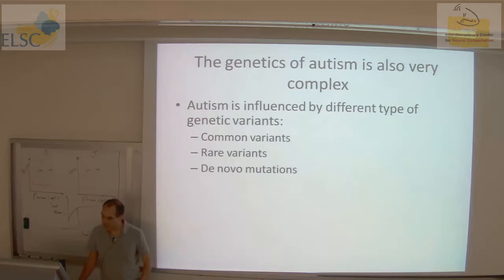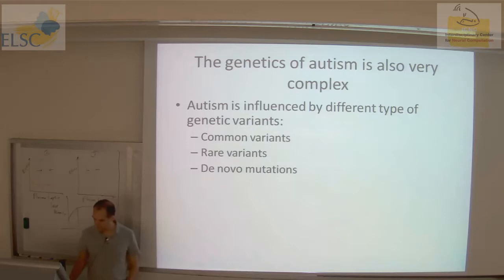We have evidence for the involvement of common variation, I mean genetic variations that we all have, rare variation, so these are inherited variations that may be specific to a particular family, and also what we call de novo mutations. These are new mutations. So they're not inherited, but mutations that we have in the sperm or in the egg.